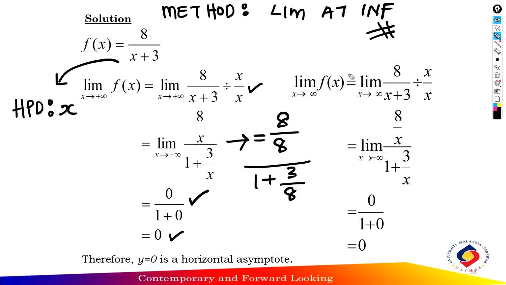So here the highest power of the denominator, the HPD here, equals x. Okay, and write down the limit as x approaches negative infinity of 8x over x plus 3, and here divided by x. So 8 over x, and the denominator here is x over x plus 3 over x, and then here you substitute infinity into the function.